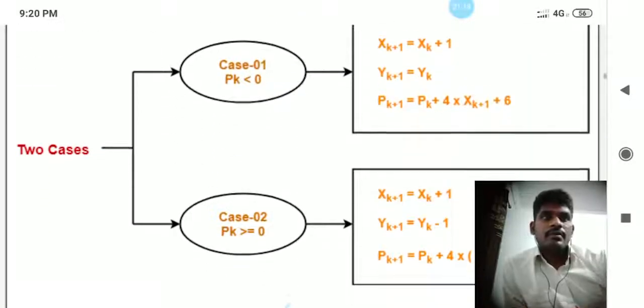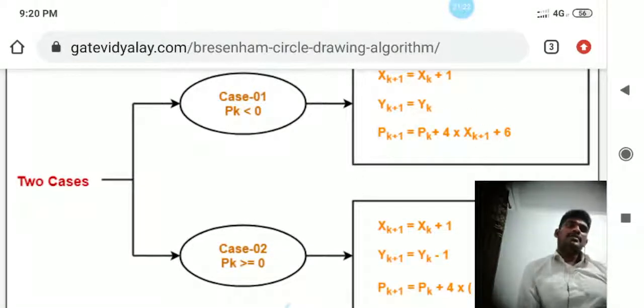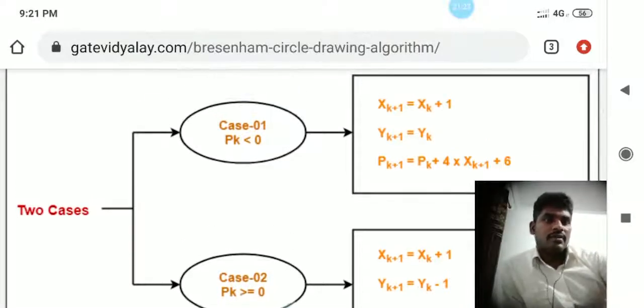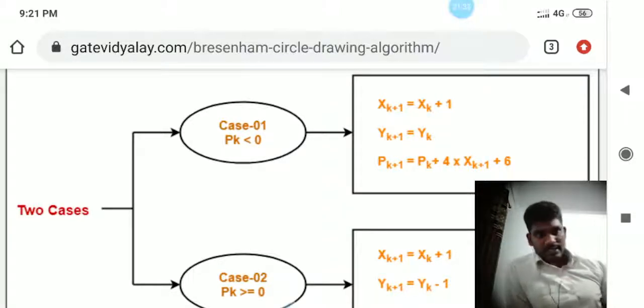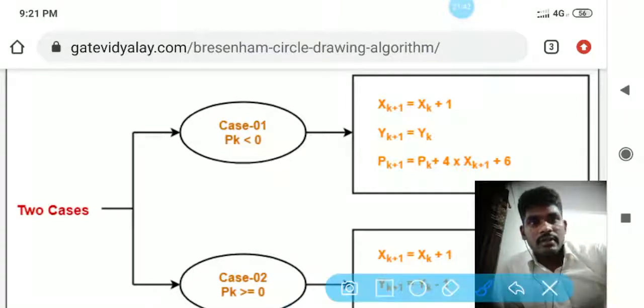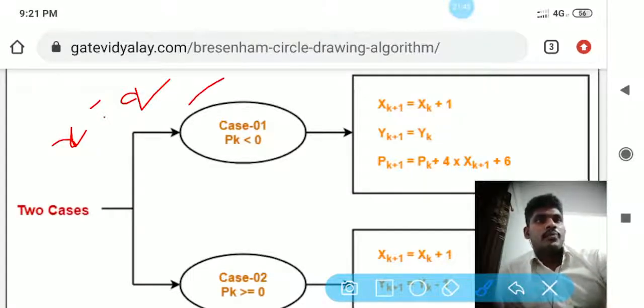He is telling that two cases are there. One is pk less than 0, that means the decision parameter value is less than 0, and we will follow this equation. What is the equation? We want to find the x coordinate and y coordinate. The x coordinate is xk plus 1. For example, x equal to 2. What is xk plus 1? So 2 plus 1, then it becomes 3.